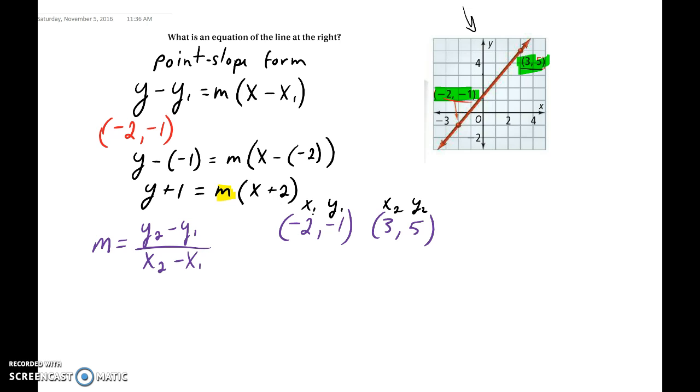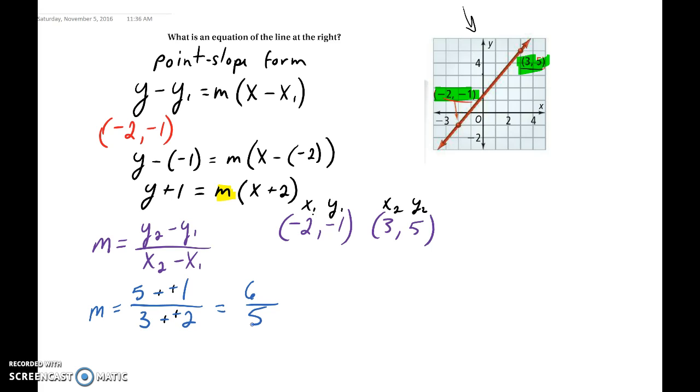All right, and then we just plug it in. So our slope is equal to our y2, so 5, minus our y sub 1, so minus -1. And then our x2 is 3. And then our x1 is -2, so minus -2. These turn to plus, and this will then be equal to 6 over 5. Now, if you can reduce this, you have to, but since we can't, this is our slope.